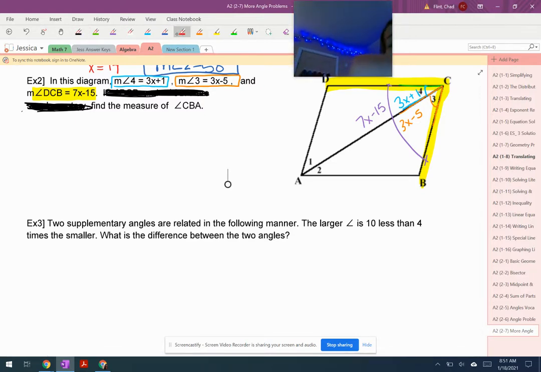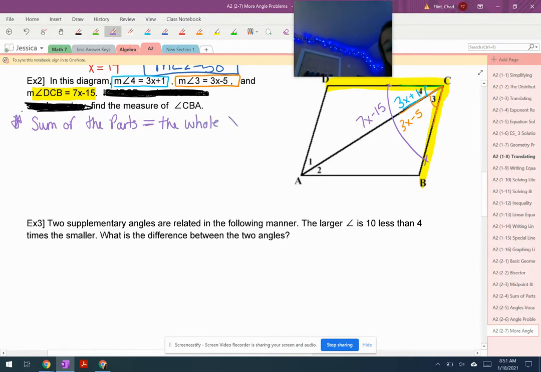This is a sum of the parts question here. So this is where we're looking at sum of the parts equals the whole thing. And so this is the explanation. This is how you're explaining your equation or justifying it. So sum of the parts would be like the measure of angle 4 plus the measure of angle 3, and that would be equal to the entire thing, which would be the measure of angle DCB.